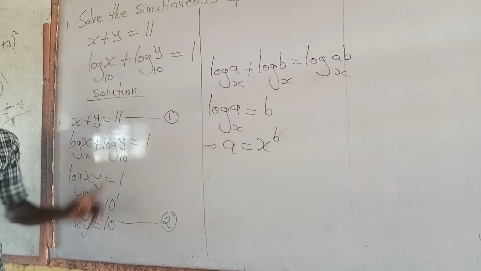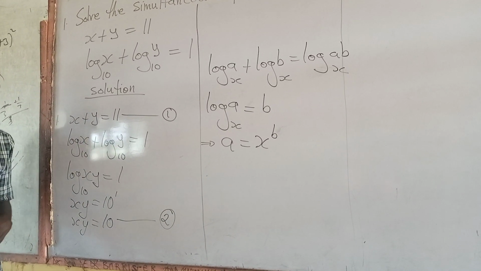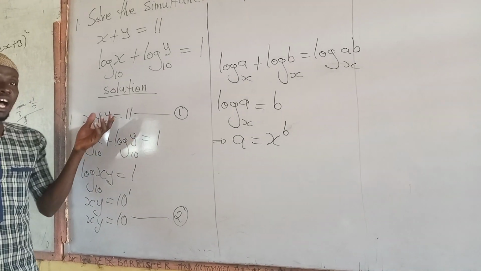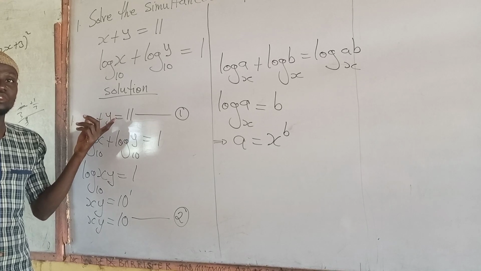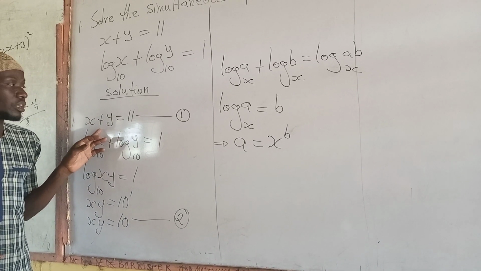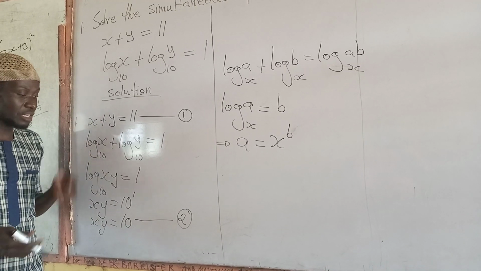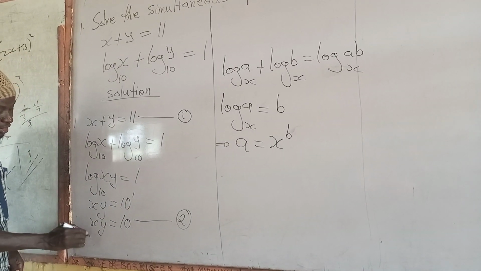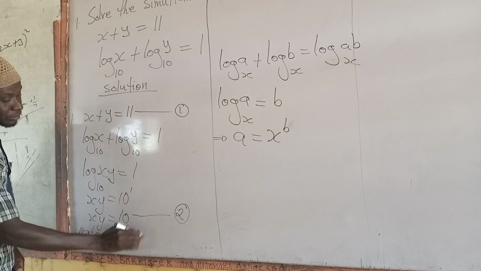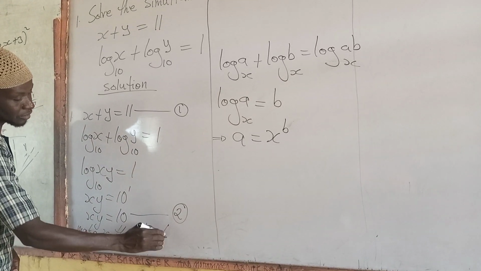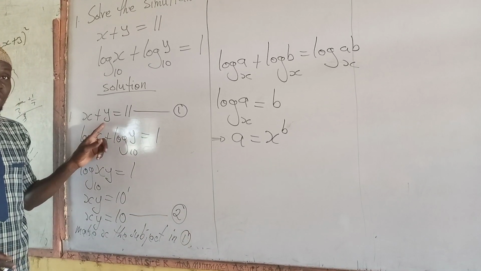So now we can solve equations 1 and 2 simultaneously. We choose a suitable method. Here we're going to use the substitution method. First of all, we make one of the variables the subject in equation 1. Let's say x. So we make x the subject in equation 1.